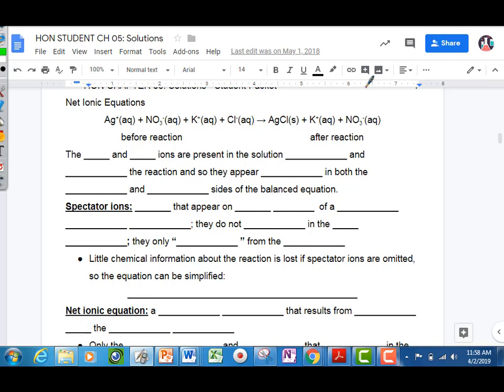All the ions are separated from each other, with the exception being the precipitate, because when something precipitates, it does not form ions. So look at the before and after the reaction. That's separated by the arrow. Before the reaction and after the reaction, a couple of things are the same.